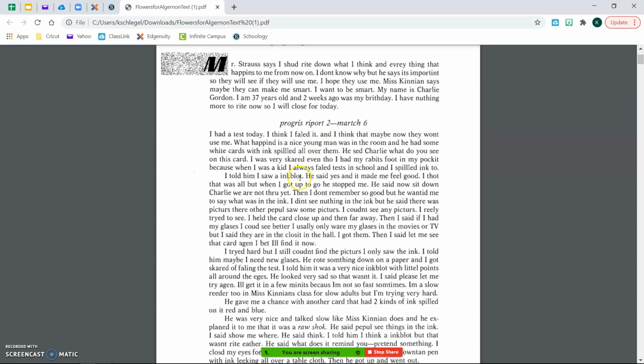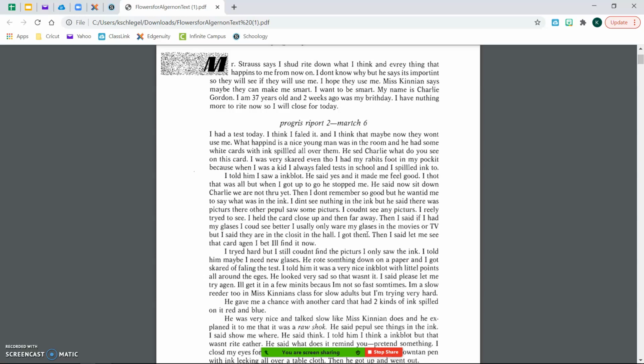I told him I saw an ink blot. He said yes, and it made me feel good. I thought that was all, but when I got up to go, he stopped me. He said, now sit down, Charlie. We are not through yet. Then I don't remember so good, but he wanted me to say what was in the ink. I didn't see nothing in the ink, but he said there was pictures there. Other people saw pictures. I couldn't see any pictures. I really tried to see. I held the card close up and then far away. Then I said if I had my glasses, I could see better.